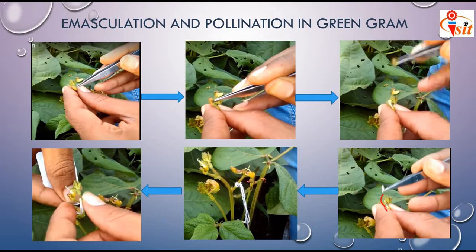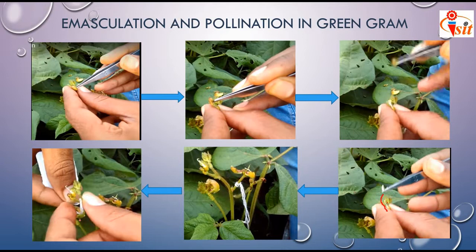The gynoecium is so small in green gram, black gram and soybean that there is no need to bag it with a butter paper bag. Only for identification you put a thread or a tag there, and write down the information of the male parent and female parent. Okay, after that the most important step is pollination.